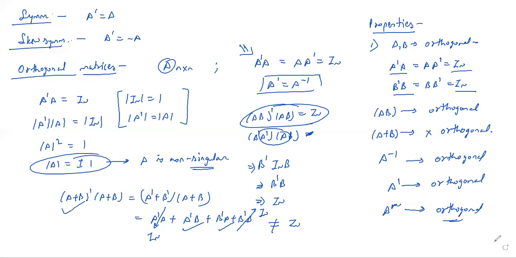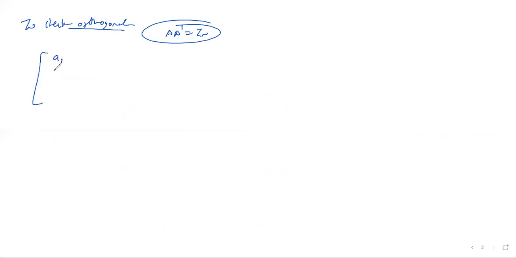Now, to check orthogonality, we know that for an orthogonal matrix it should follow A transpose A equals identity. Let's say I have a matrix which is given as A1 B1 C1, A2 B2 C2, A3 B3 C3.